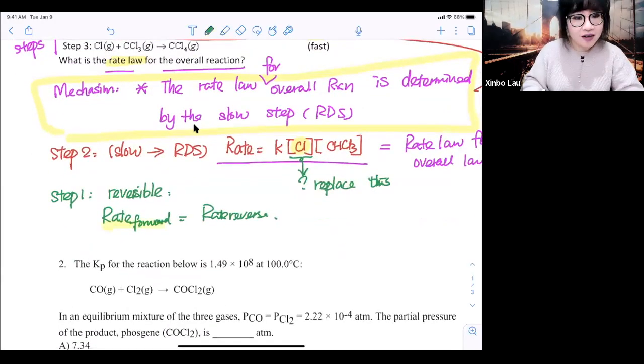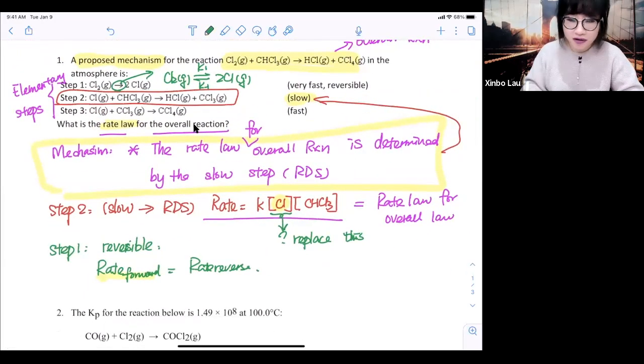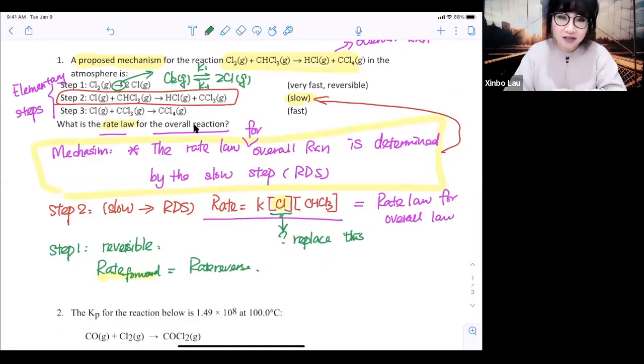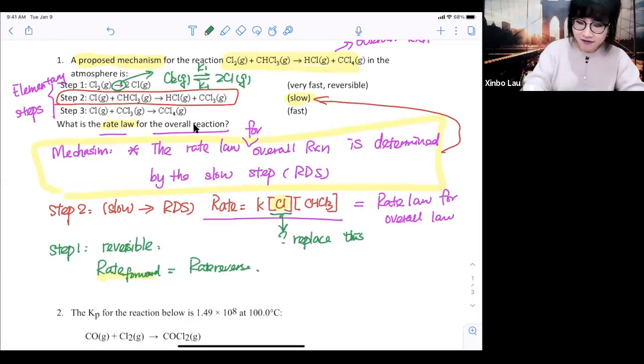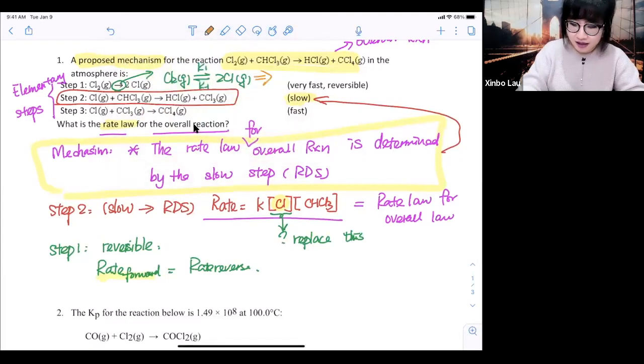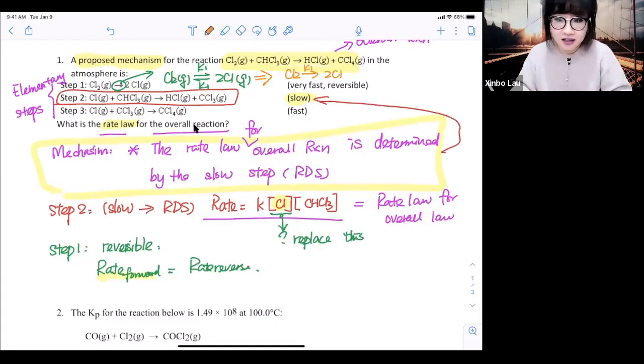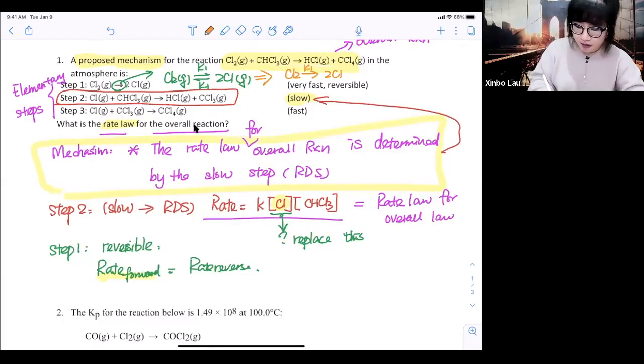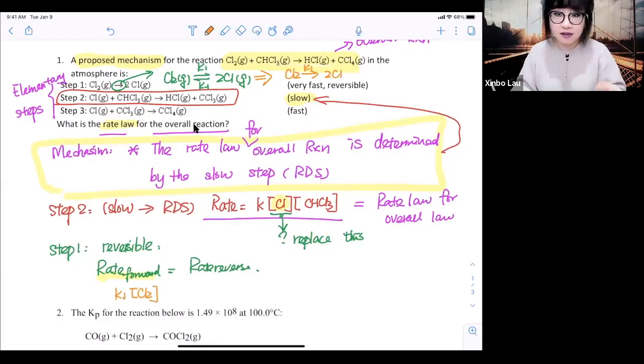Okay, so for the forward direction, how do you look at it? If I asked you to only write the forward direction for the first step, what are you going to give me? You're going to have Cl2 with the rate constant K1 giving you 2Cl. That's the forward direction. And there's an elementary step, so quickly you can write down the rate law for it. That'll be K1 times the concentration of Cl2. That's it, right? So that's the forward direction.